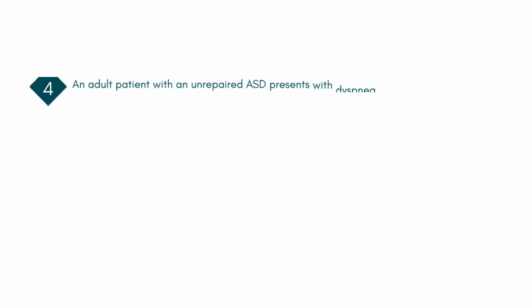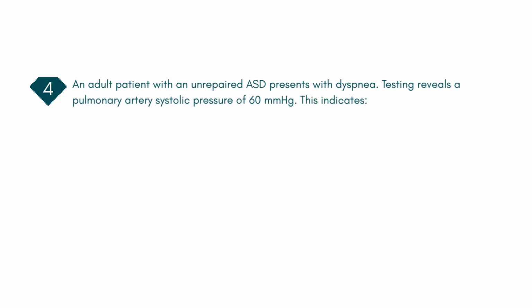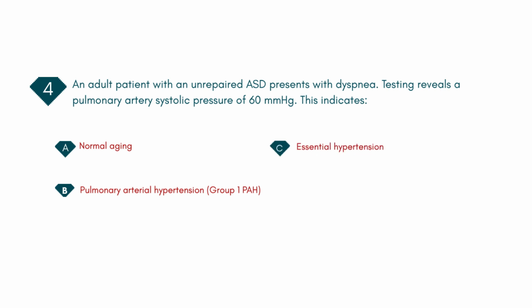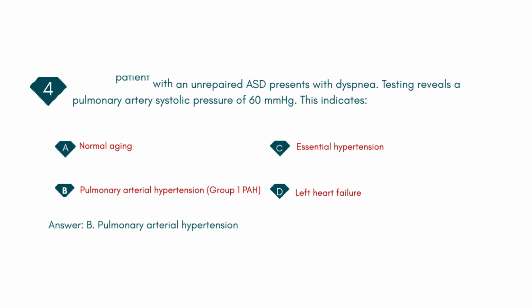An adult patient with an unrepaired ASD presents with dyspnea. Testing reveals a pulmonary artery systolic pressure of 60 mmHg. This indicates: A. Normal aging. B. Pulmonary arterial hypertension, group 1 PAH. C. Essential hypertension. D. Left heart failure. Answer: B. Pulmonary arterial hypertension.